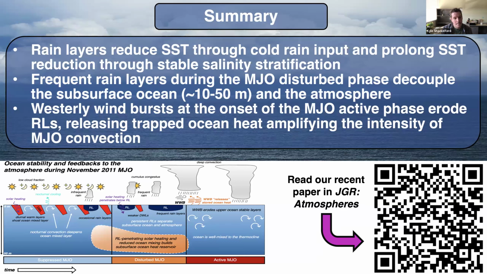over this period. At the onset of the MJO active phase, westerly wind bursts erode near surface rain layers. This releases the previously trapped subsurface ocean heat and amplifies the intensity of MJO convection during this period.